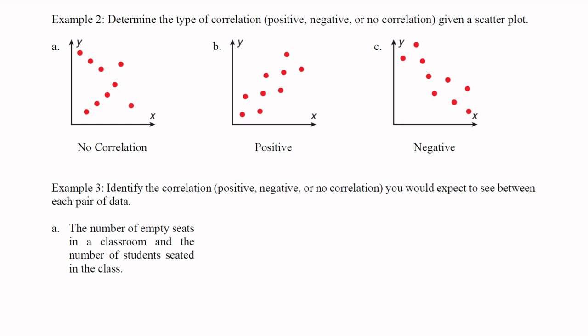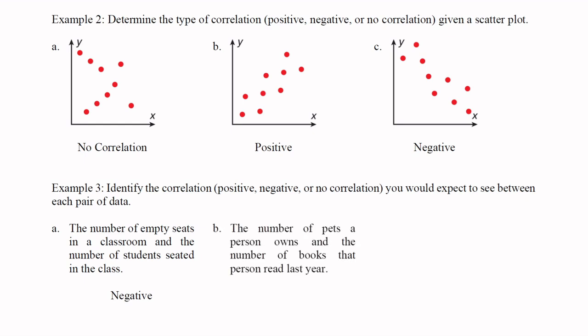We can also identify correlations between pairs of data by what we would expect to happen. So for this first example, the number of empty seats in a classroom and the number of students seated in the class. Well, you would figure that the number of empty seats in the classroom would decrease as the number of students seated in the class increases. So since one's decreasing and the other's increasing, you would have a negative correlation.